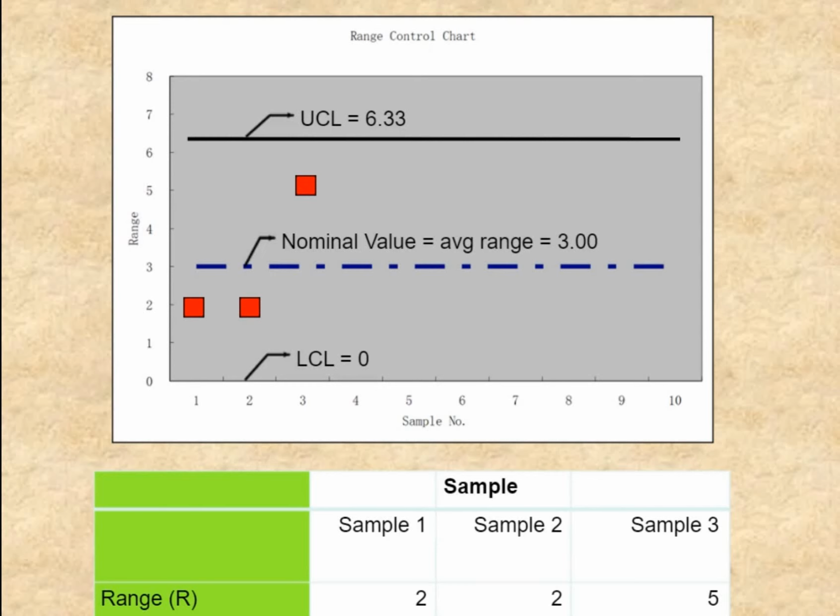Now this 2 is roughly here for sample 1, sample 2 is here, sample 3 is here. So we know that the range for this process is under control. If anything goes beyond this line, which is somewhere here, or under this line, somewhere here, then the process will be determined as out of control.